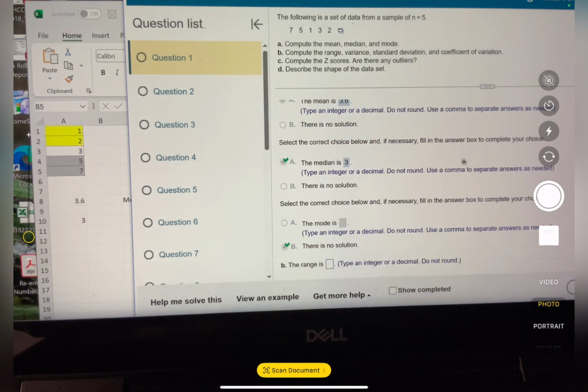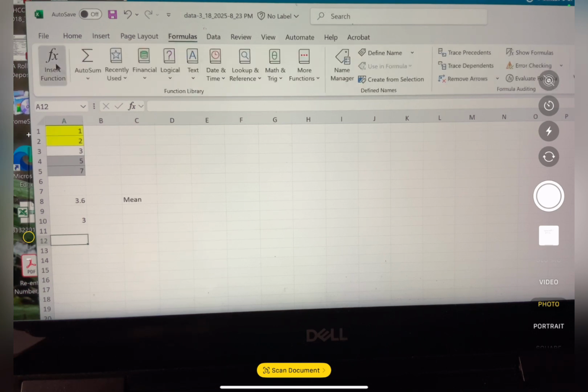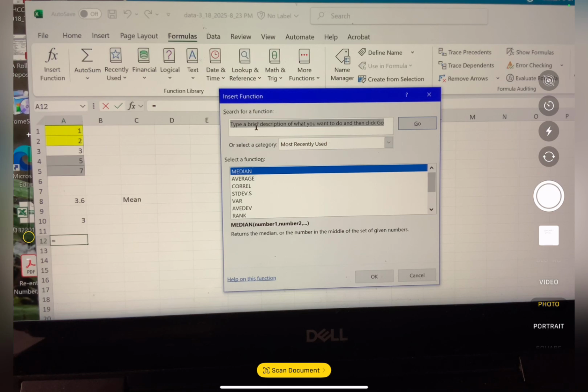What else here? The range. We have a formula for range, although it's easy: range is maximum minus minimum. But I'm going to show you also Insert Function. I can type range here.